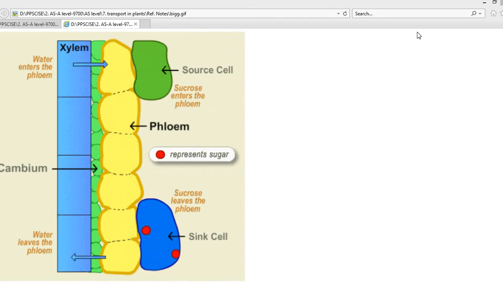Okay, so let's discuss translocation in detail, where food, amino acids, and nutrients are transported from the source cell to the sink cell. Source is where the sucrose, the food, has been produced, and it travels down the phloem, as shown here, and enters the sink cell or the storage organ, where the sucrose will be used. So let's go stepwise through how this particular process occurs.